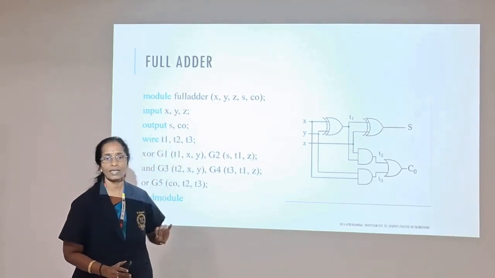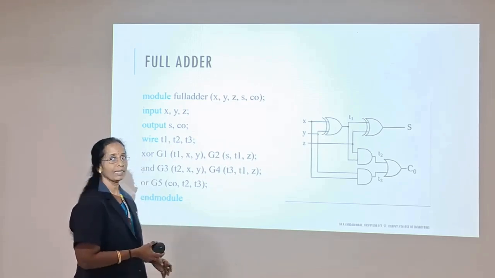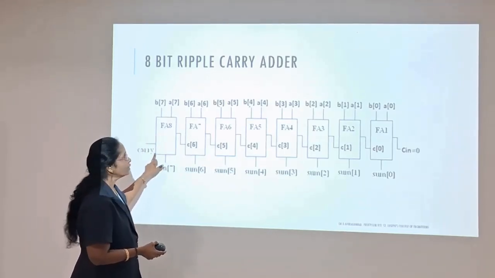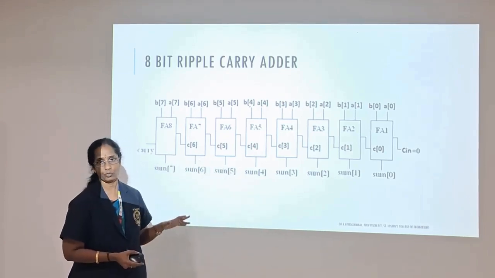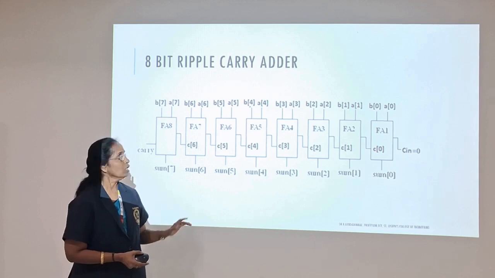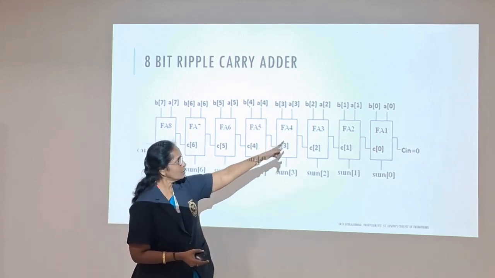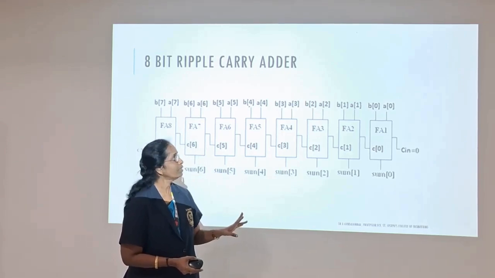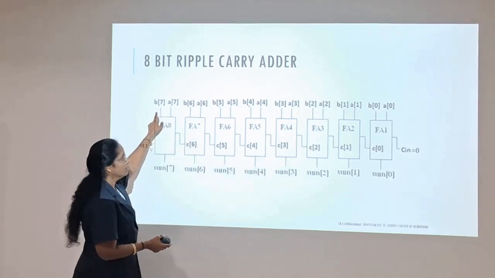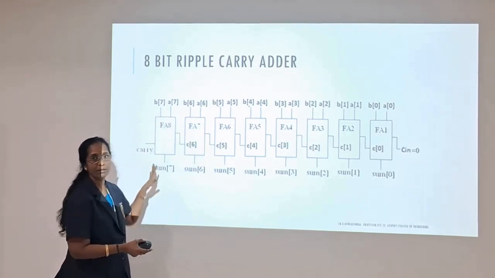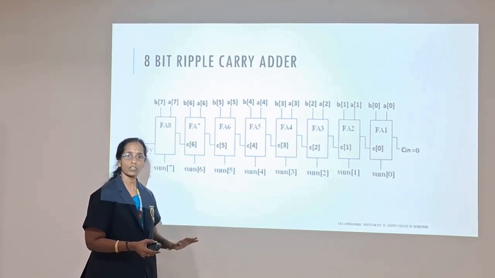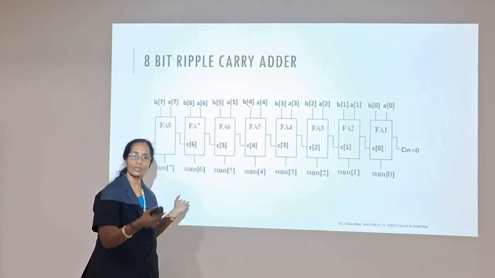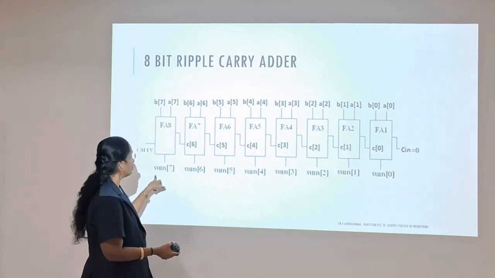But our objective is creating a ripple carry adder. Let me take an example of an 8-bit ripple carry adder. That means I have 8 full adder circuits. Each full adder will have 2 input bits and generate 2 output bits, sum and carry. This is A0 to A7 and B0 to B7, my 2 inputs. The sum will also be an 8-bit number, so sum of 0 to sum of 7.